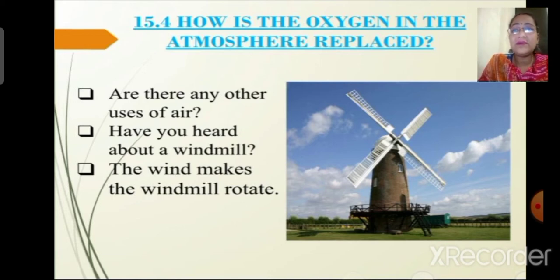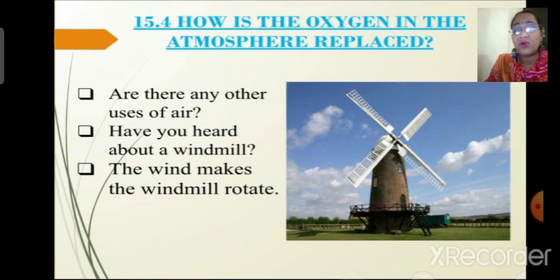A windmill has large fans fixed at the center, and these fans rotate with the force of wind. The windmill is used for many purposes, like drawing water from a tube well or running flour mills. In a windmill, wind energy is converted into electrical energy. This is the use of the windmill.